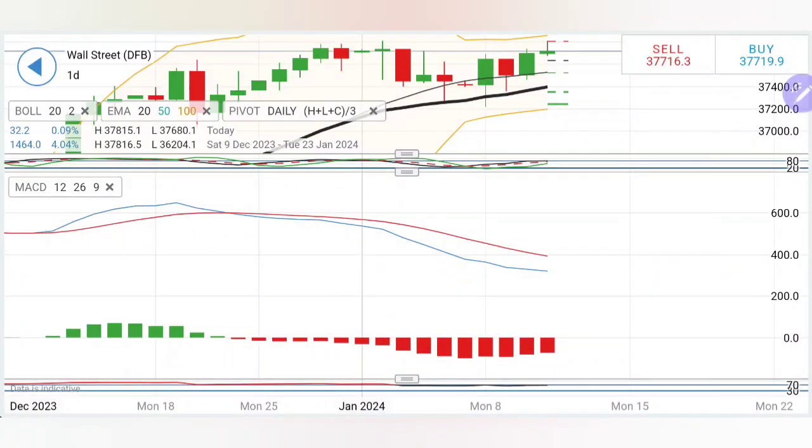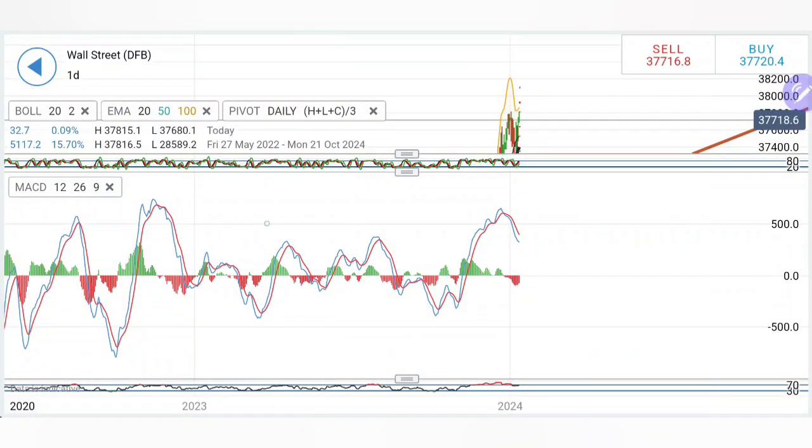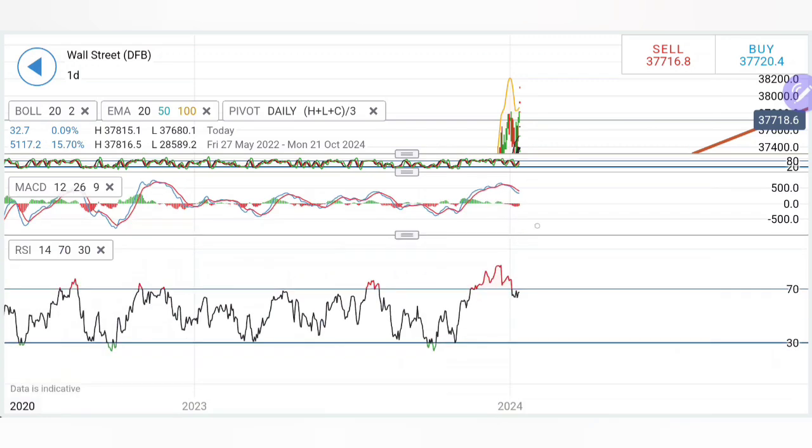Stochastic flat there near the top. MACD is still bearish. Look at MACD, it has crossed over at the top. It is trying to converge, and a divergence from here can lead to lower prices. RSI has come out of the overbought zone as well.